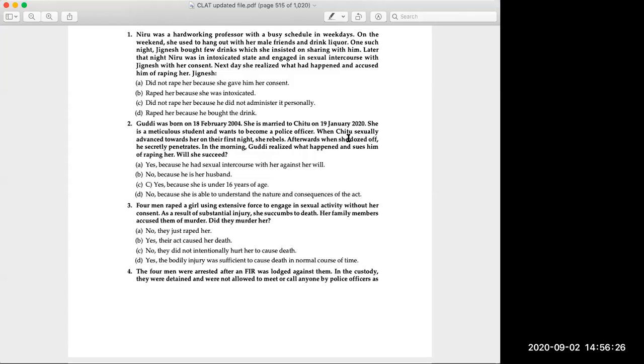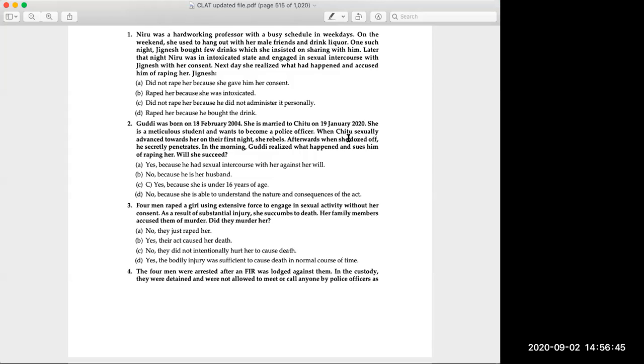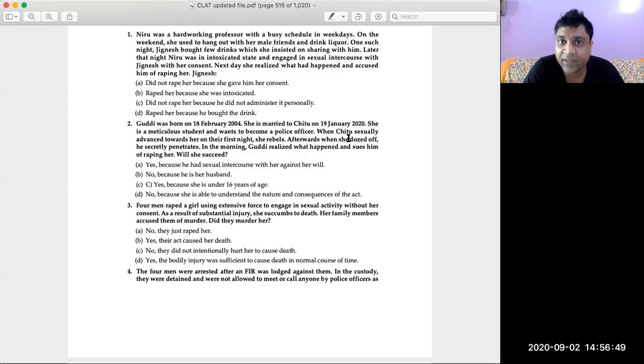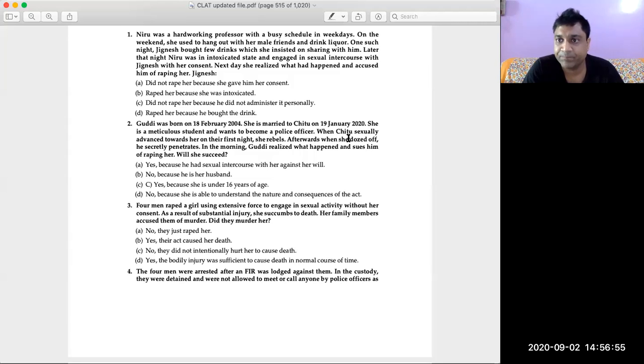Sir, she consented to drink, not for intercourse. How do you know? It says later that night, Neeru was in an intoxicated state and engaged in sexual intercourse with her consent. It's written here, with her consent. Okay, I got it. Sir, but that consent was in an intoxicated state of mind, right? Yeah, but it was voluntary, no? Sir, even if it is voluntary, that cannot be absolute, right? Yeah, it can.